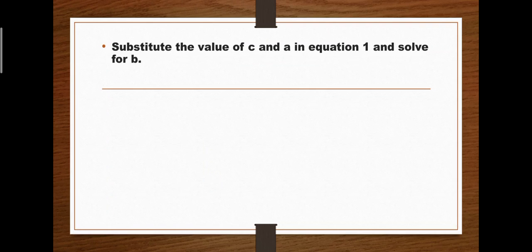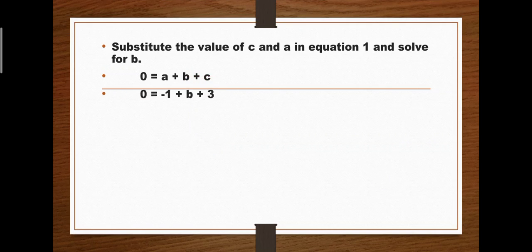Next, we are going to substitute the value of c and a in equation 1 and solve for b. So, we will use equation 1, substitute the value of c and a to get the value of b. But you can also use equation 2 or equation 3. It's up to you, because whichever you use, from equation 1, equation 2, equation 3, the resulting value of b is the same. So, I will just use equation 1. So, our equation 1 is 0 is equal to a plus b plus c.